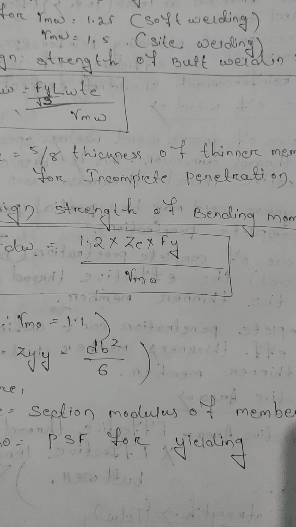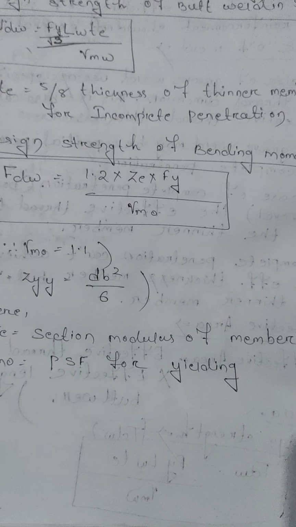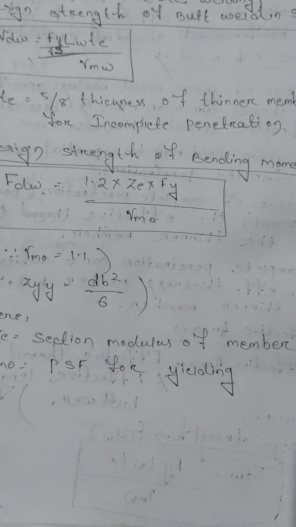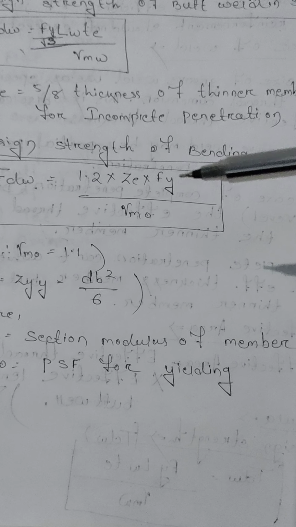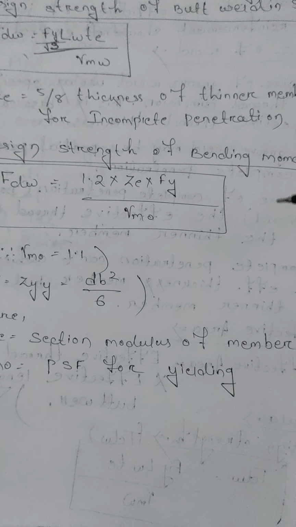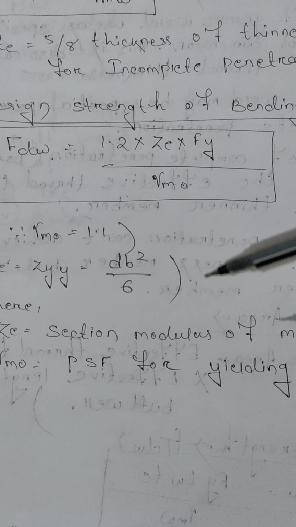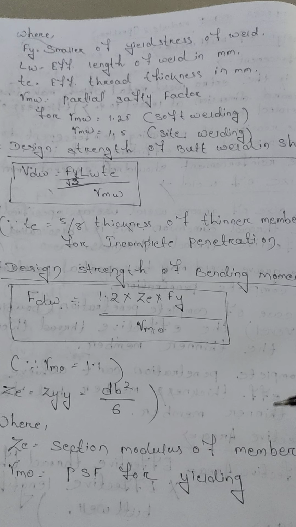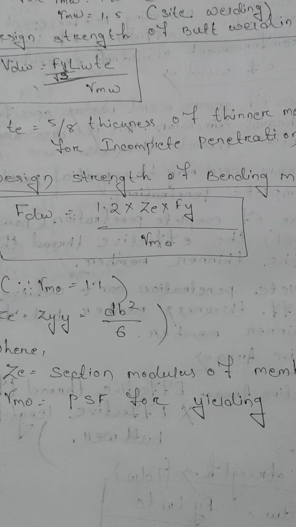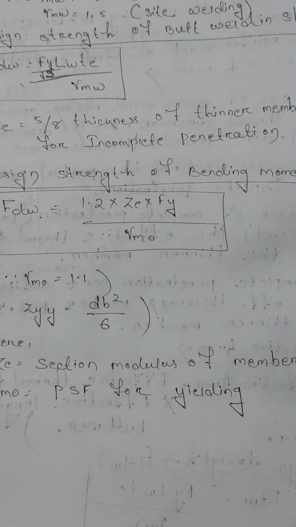The design strength for bending moment is FDW equal to 1.2 into ZD into Fy, divided by gamma M0. Here FDW is the design strength in bending moment and ZD is the section modulus of the member, similar to ZYY. ZD equals D B square divided by 6. Fy is the smaller of the yield stress of the weld, and gamma M0 is the partial safety factor for yielding.